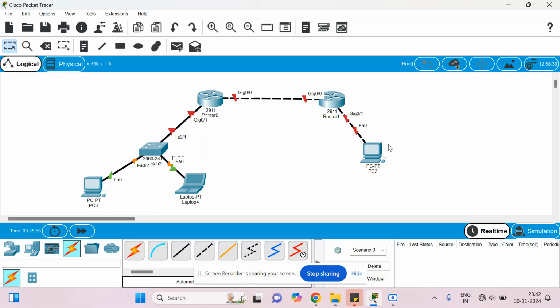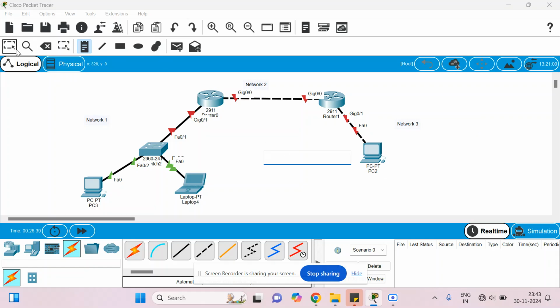Now how many networks are over here? Here is one network, two networks, and this one is the third network. This is a small LAN having a switch. So this is a third network. Total three networks are here. So if I write here, this one is network 1, this one is network 2, and this one is network 3, right? So I will take a simple IP configuration here. Suppose this is a 10 network, this is 20, this is 30, right?